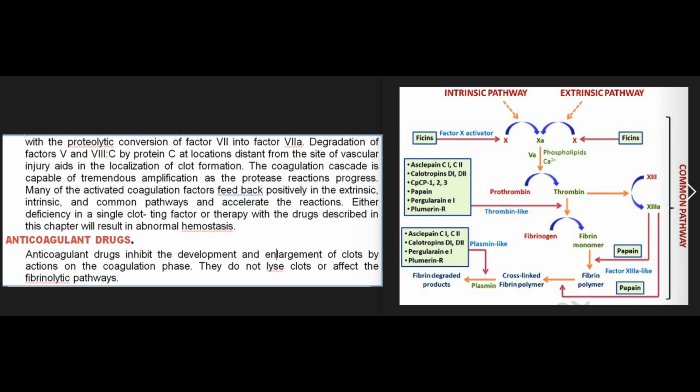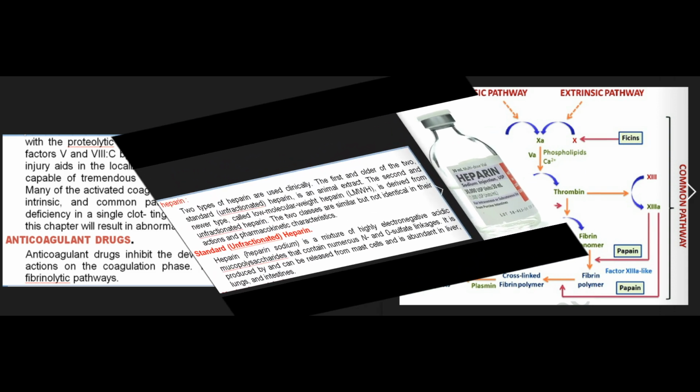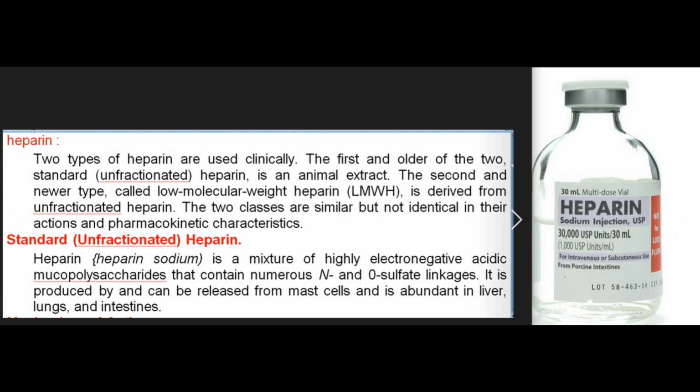The coagulation cascade is capable of tremendous amplification as the protease reactions progress. Many of the activated coagulation factors feed back positively in the extrinsic, intrinsic, and common pathways and accelerate the reactions. Either deficiency in a single clotting factor or therapy with the drugs described in this chapter will result in abnormal hemostasis. Anticoagulant drugs. Anticoagulant drugs inhibit the development and enlargement of clots by actions on the coagulation phase. They do not lyse clots or affect the fibrinolytic pathways. Heparin. Two types of heparin are used clinically.